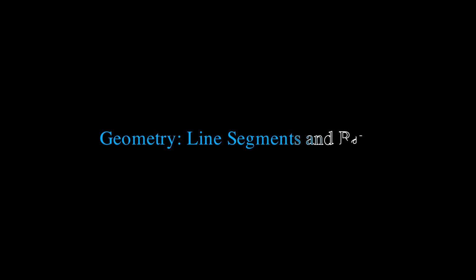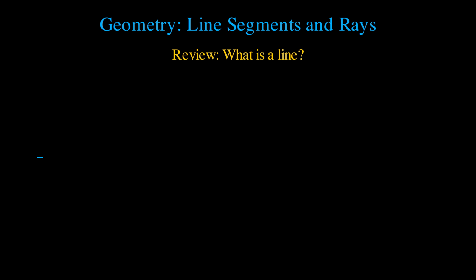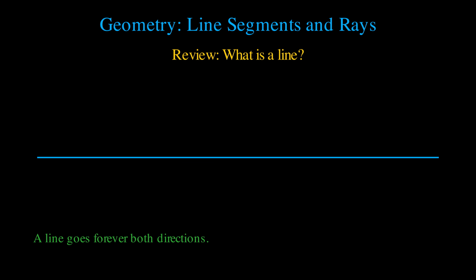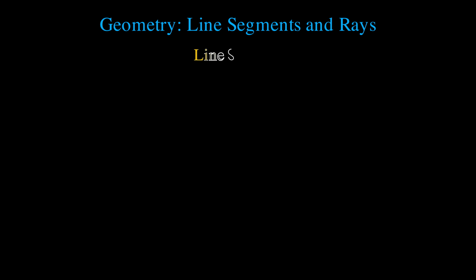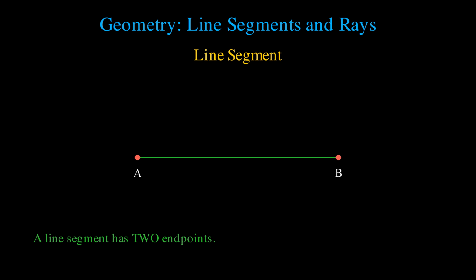As you know, a line is straight and continues forever in both directions. That means it has no starting point and no ending point. Now let's look at something slightly different: a line segment. A line segment has 2 endpoints. That means it starts at one point and stops at another point. So, unlike a line, it does not continue forever.